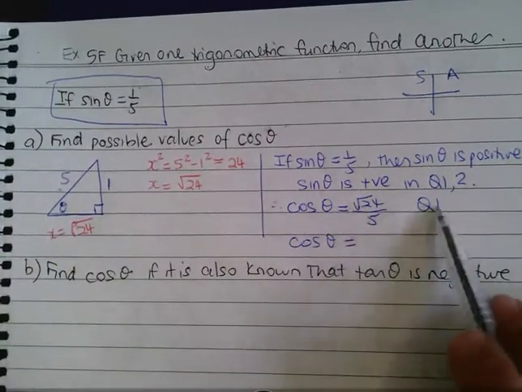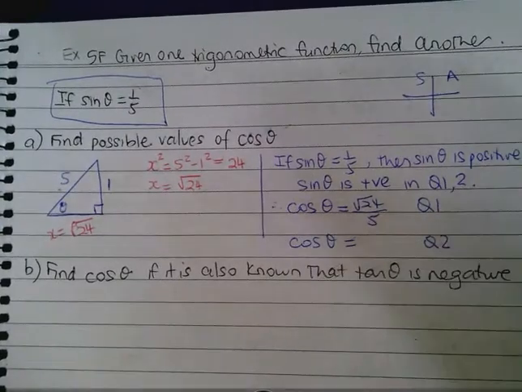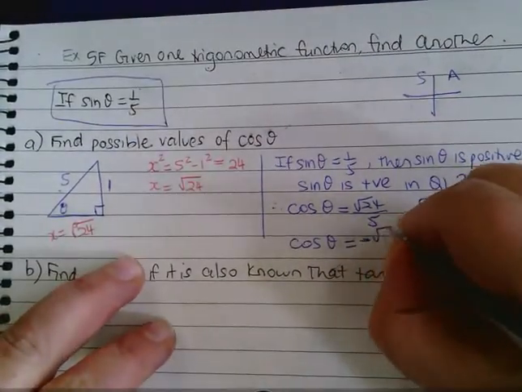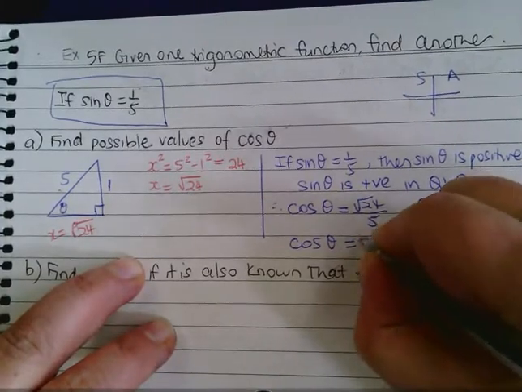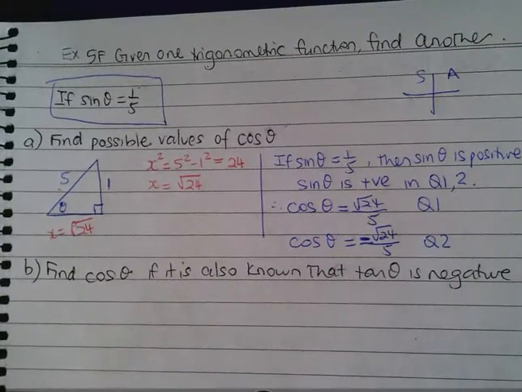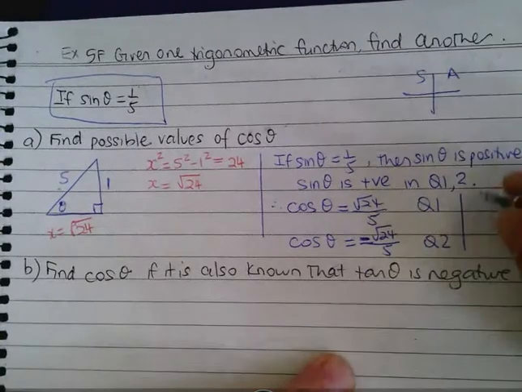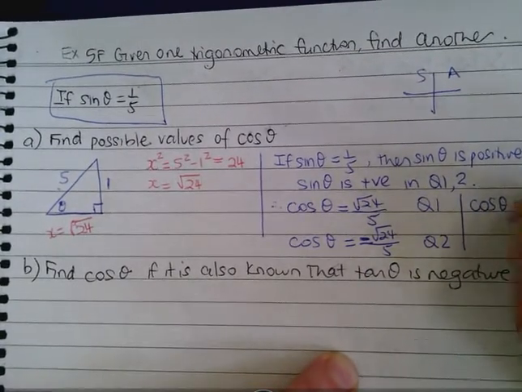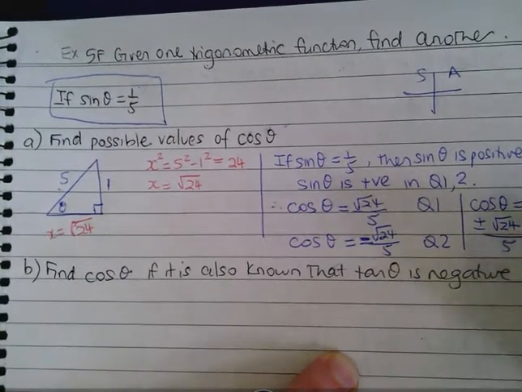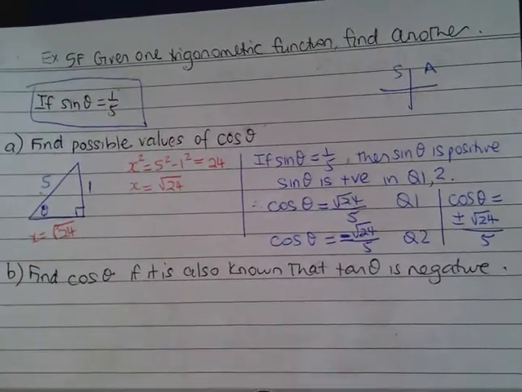and it will be positive if I'm in quadrant 1, but in quadrant 2 it's negative. So I've still got the same value, but I put a negative in front of it. So these are my two possible answers for cos theta. Positive square root 24 on 5 or negative. So I've got two answers. It's plus or minus square root of 24 on 5. You okay with that? I've got two possible answers.